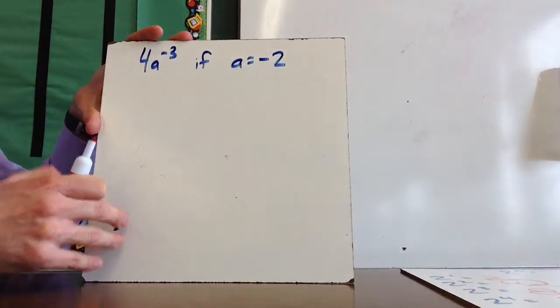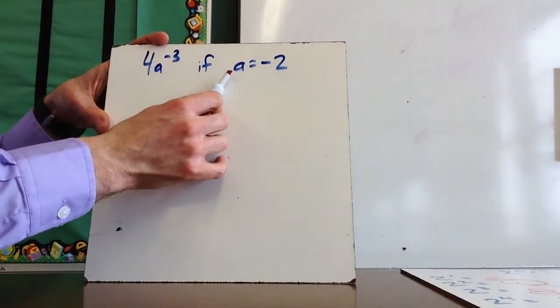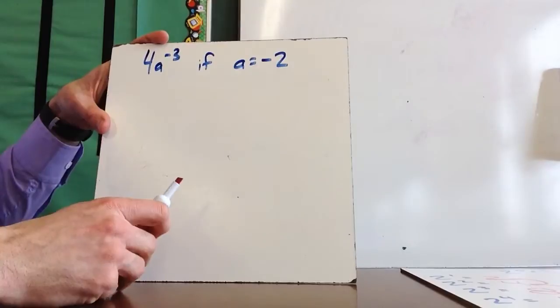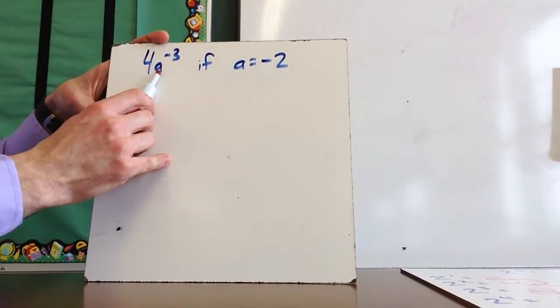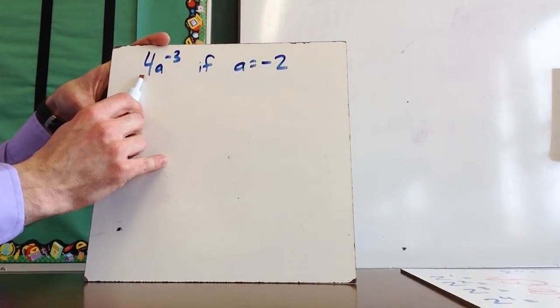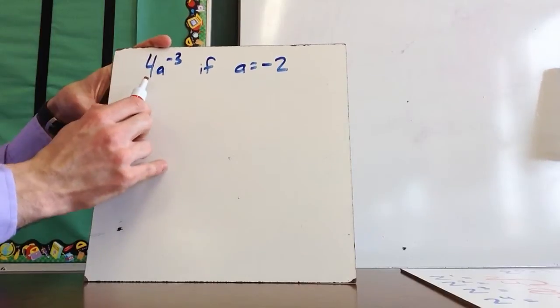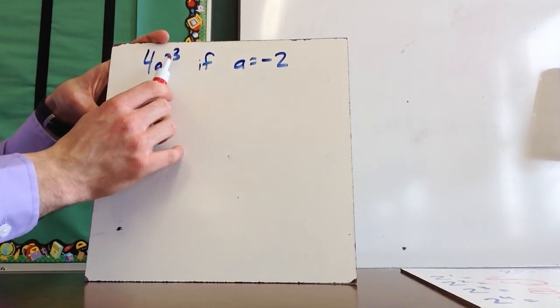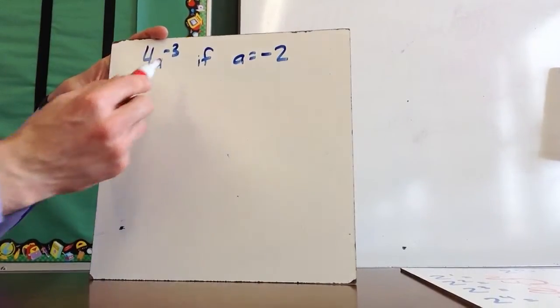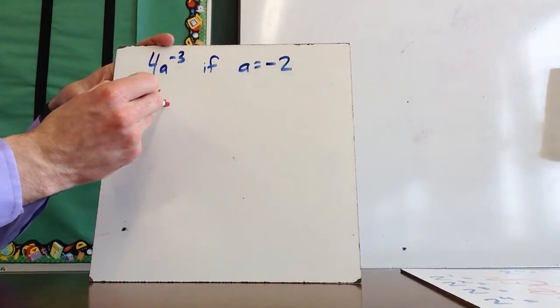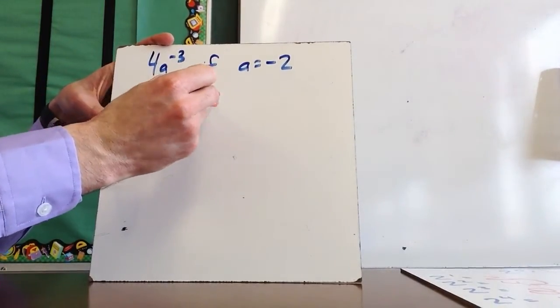And finally, how might you solve an algebra problem with this? 4 times a to the negative third if a equals negative 2. Now keep in mind this negative 3 is only working on the a. It is not also working on the 4. For it to be working on the 4, you would have to have parentheses around all of it. So this exponent only deals with this base. So this is going to be the same as 4 times a to the negative third.